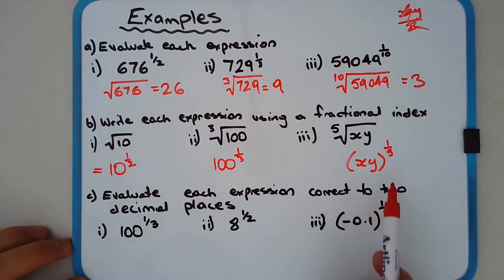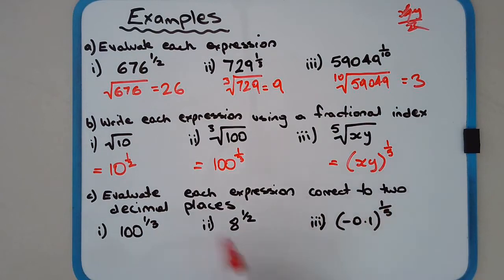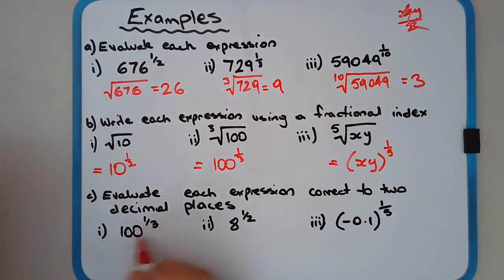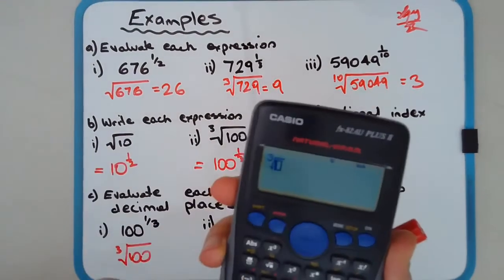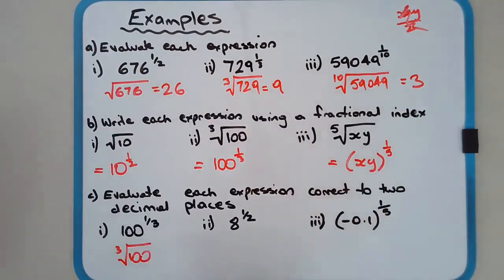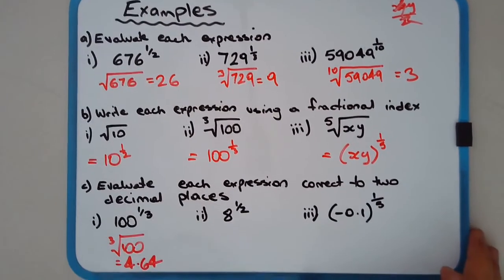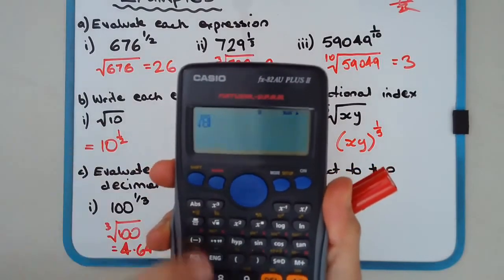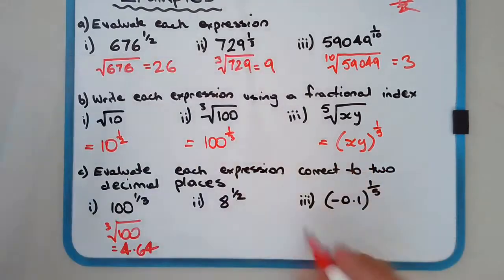So back to this. Part C, evaluate each expression correct to 2 decimal places. Same as everything else, you can just type it in directly. 1/3, what's that? Okay, what surd does that correspond to? Okay, and if you said that's a cube root, oh, of course, well done. All right, doing well so far. Cube root of 100, 4.64. Okay. 8 to the power of a half, that's a nice easy one. Of course you're going to say, but that's just a square root. 2.83.